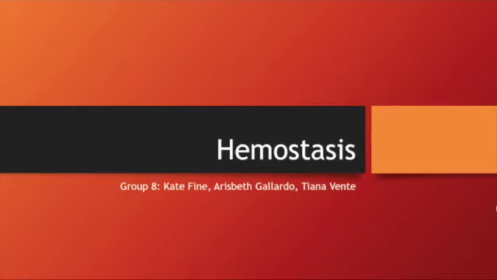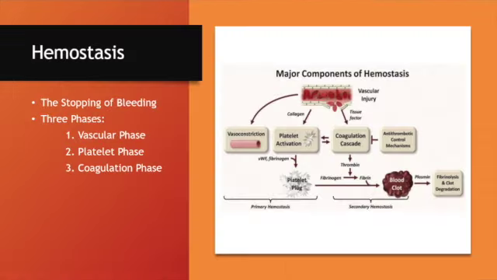Hello, in this video we will be talking about hemostasis. Hemostasis is a process which causes bleeding to stop. It is the first stage of wound healing and includes three major steps: the vascular phase, the platelet phase, and the coagulation phase.